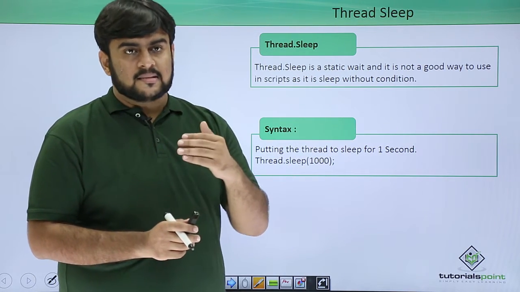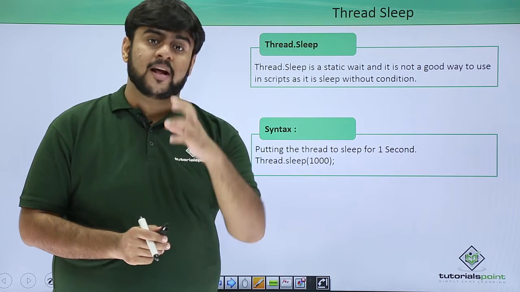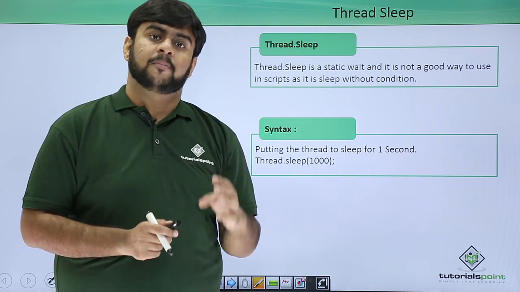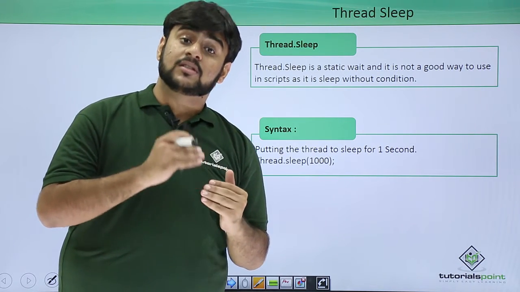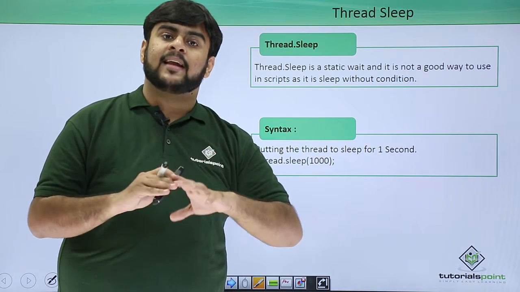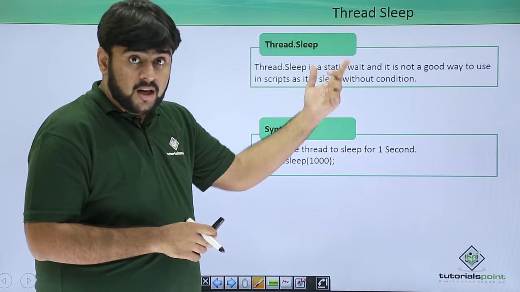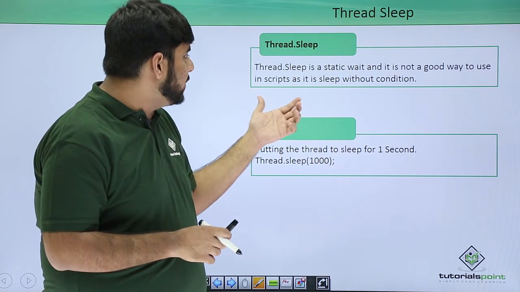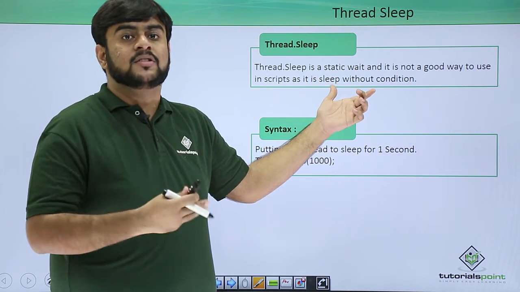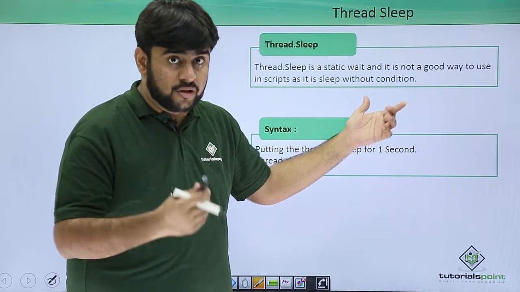This method is for the script to wait, but it is not a very good method because it lets the whole system wait without any conditions. So Thread.sleep is a static wait. It is not a good way to use in scripts as it puts the system to sleep without any conditions.